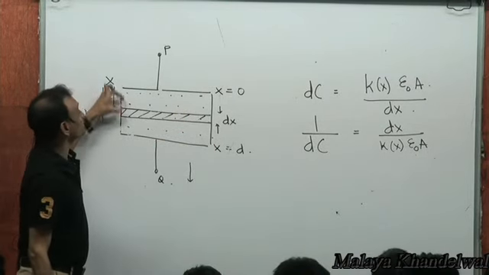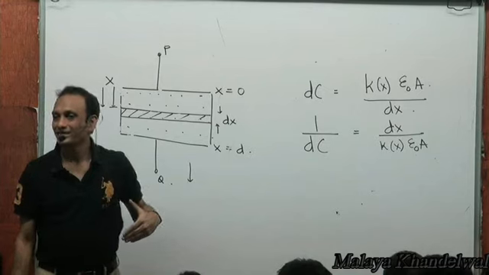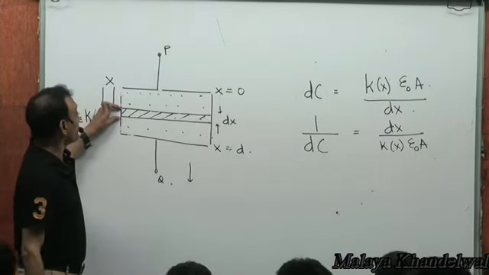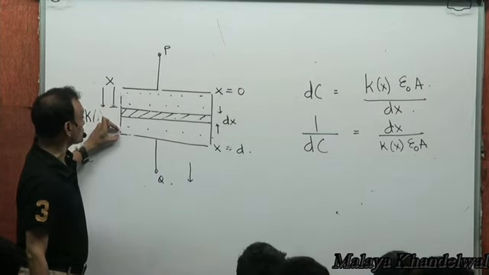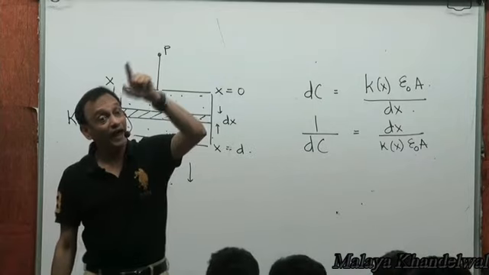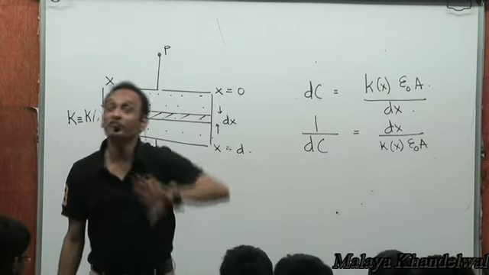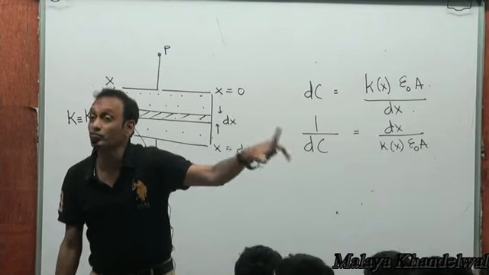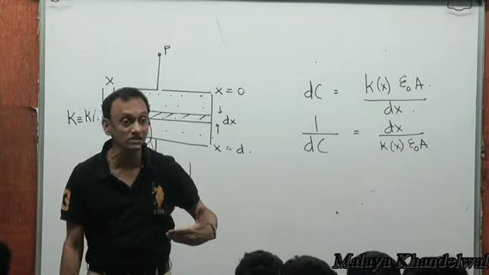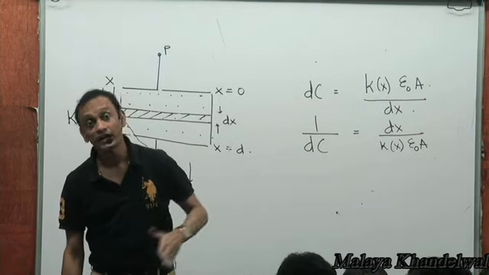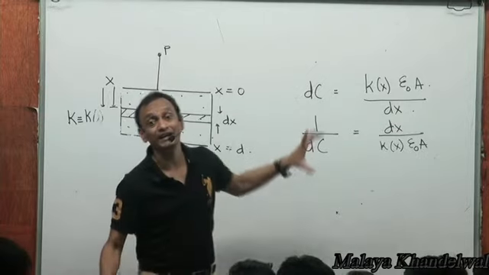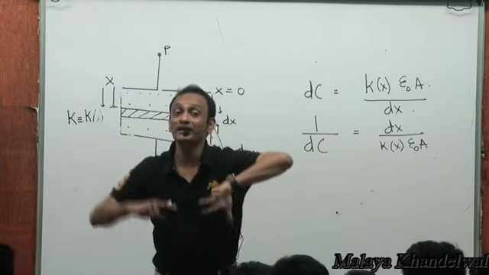Now you have several of these dCs in series between P and Q. So what would you do? You add 1 by dC of this plus 1 by dC of this plus 1 by dC of this, starting from x equal to 0 to x equal to d. In series, you add the reciprocals of each constituent capacitance, and you get the reciprocal of the equivalent capacitance. So you would have to add the 1 by dCs.